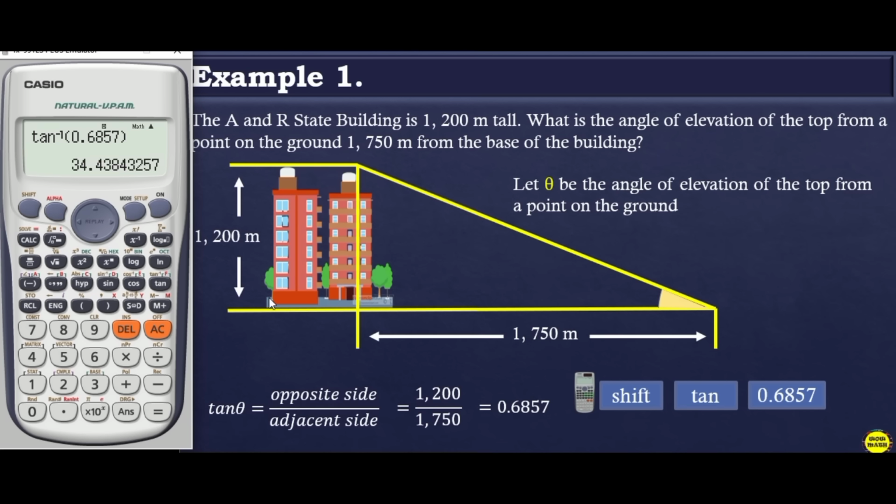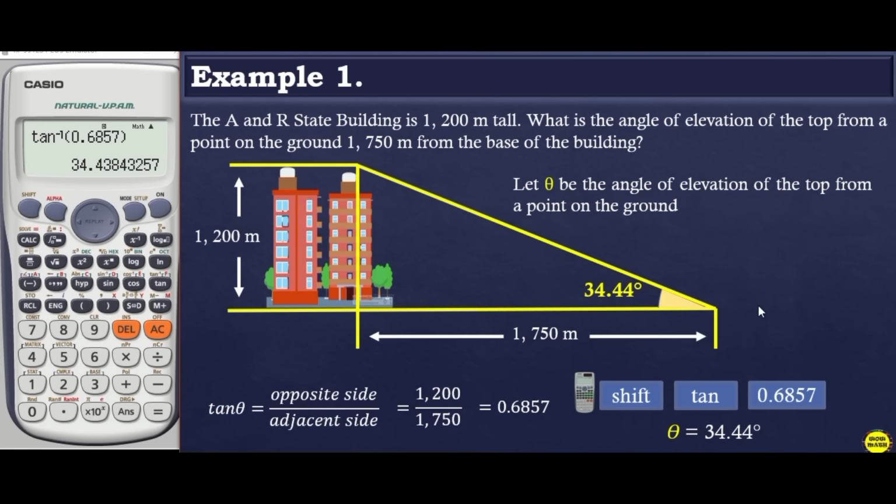Okay, so we have 34.44 degrees. So, ginawa ko na siyang 2 decimal places. So, ibig sabihin, itong angle na to ay 34.44 degrees. Now, kailan tayo gagamit ng shift? Kasi ito, meron siyang shift kapag ang sinusolve natin o ang hinahanap natin ay angle.